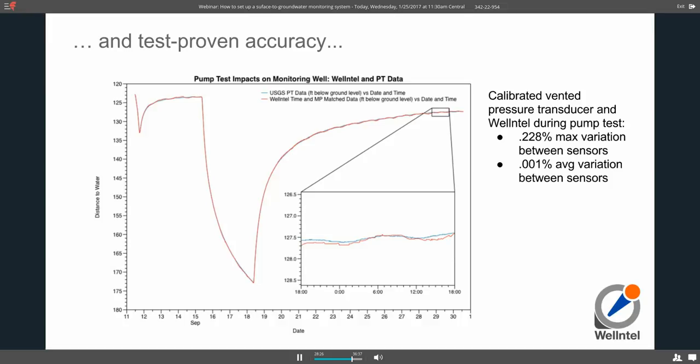And so this is just a demonstration, contributing to the background information about Wellntel, of a comparison between a Wellntel sensor and a pressure transducer, but highlighting the value that's there in that we are non-invasive and don't touch water at the same time. Super.